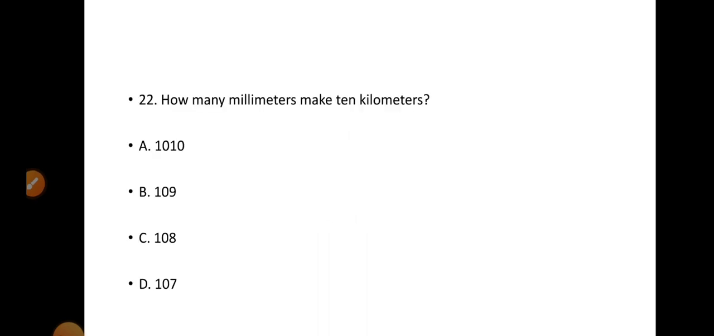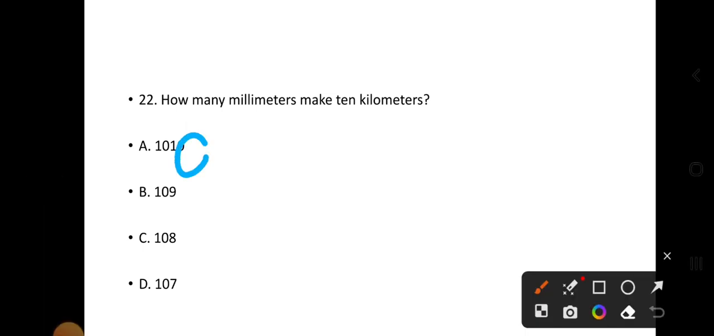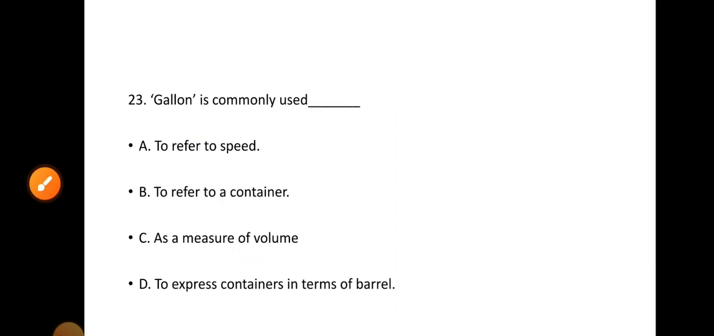21. The time taken by a pendulum to complete one oscillation is called maximum speed, average speed, time period or time interval. 22. How many millimeters make 10 kilometers? 10 raised to the power 10, 10 raised to the power 9, 10 raised to the power 8, 10 raised to the power 7. 23, gallon is commonly used to refer to speed, to refer to a container, as a measure of volume, to express containers in terms of barrel.